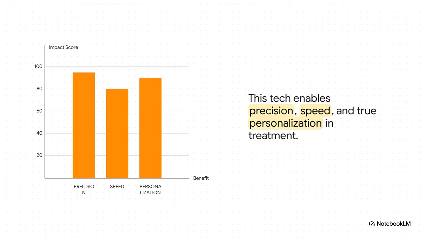First up, precision. Doctors can target moving tumors with an accuracy that was never possible before. Second, speed. It can accelerate treatment planning because you don't need to do as many time-consuming scans. And third, and this is the big one, true personalization. Every treatment can be planned based on a dynamic simulation of a patient's own unique body, not some generic model.